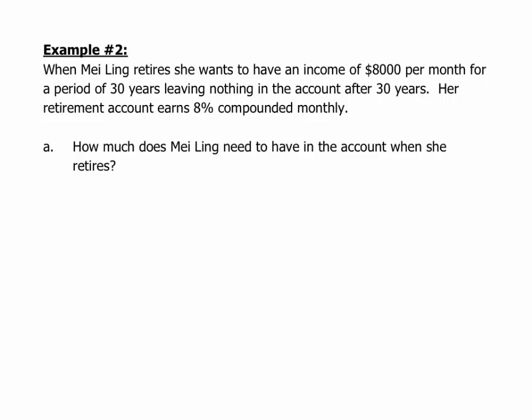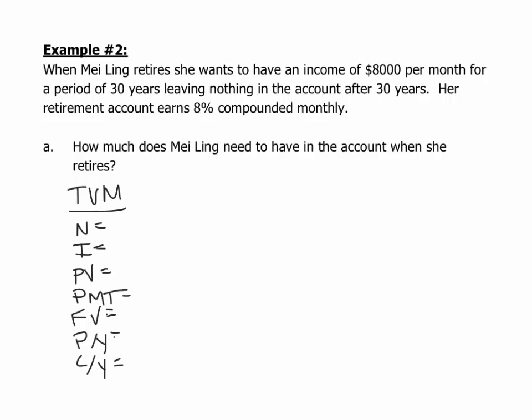I'm going to use the TVM solver to solve this. Again, I'm going to start by listing out my TVM solver values. Our N is our M times our T, and remember, in this scenario, she's going to be pulling money out of the account for 30 years, so we're going to have 30 times 12. Our I is our annual interest rate as a percentage, so my I is going to be 8. The present value, remember from drawing our picture, that was my goal.